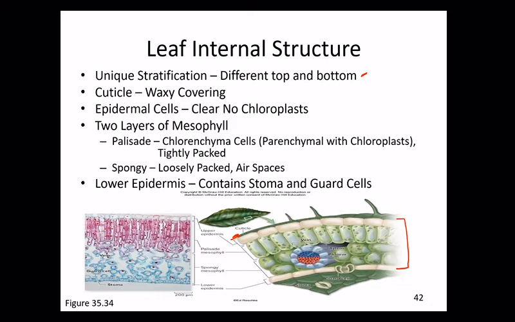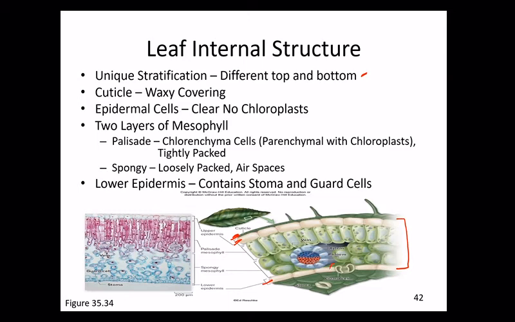And this is the waxy covering that will prevent loss of water. Below that, we have the dermis layer, and you'll notice there's an upper dermis and a lower dermis. These are the dermal cells, and the dermal cells are pretty much clear. They don't contain a lot of chloroplasts. They're not the photosynthetic cells. That's going to be found underneath. And the photosynthetic cells are below that, so these are just protective cells.